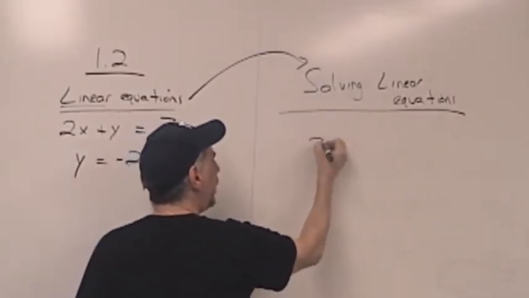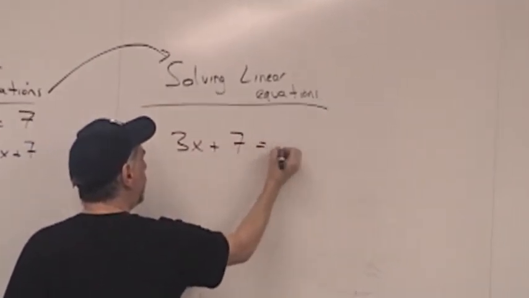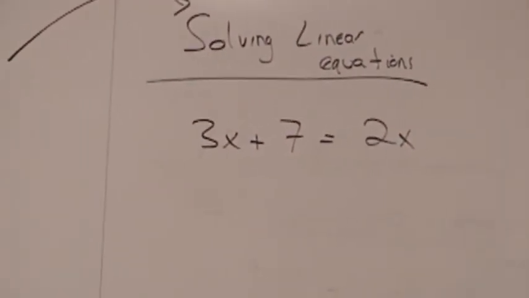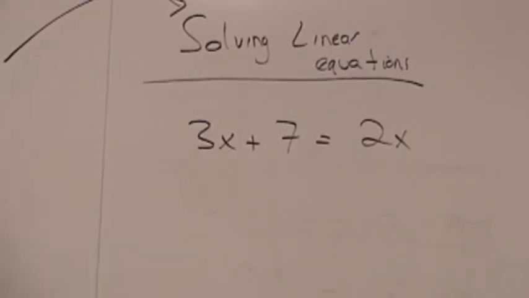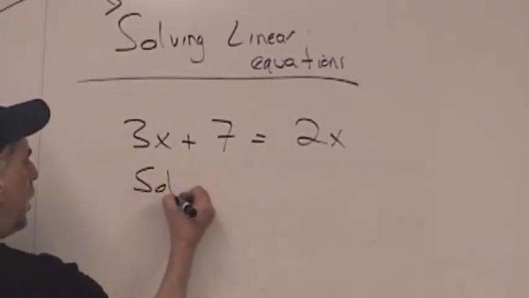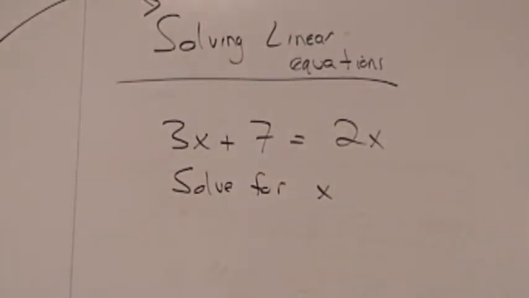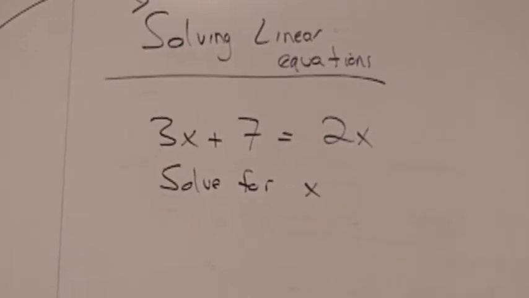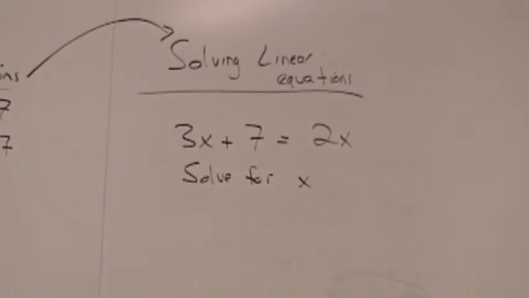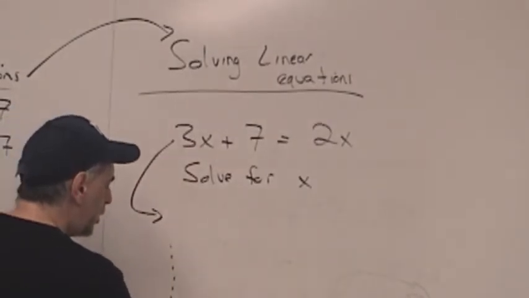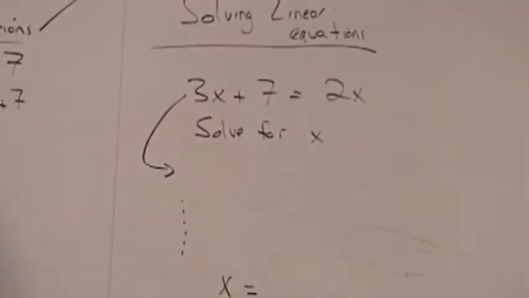So let's say we have 3x plus 7 equals 2x. Now here the only variable is x. We want to solve for x. So the idea here is to solve this equation for x. We want to know what x makes this equation true. So when we're solving for one variable, we want to gather all the terms that have that variable on one side of the equation, gather them together, and then isolate the variable we want. So we want to come down here and eventually get to a point where we just have x on one side and our answer on the other side.